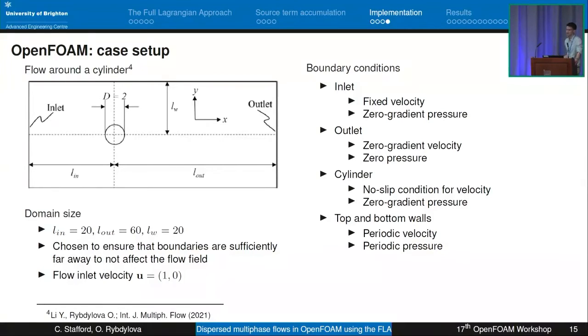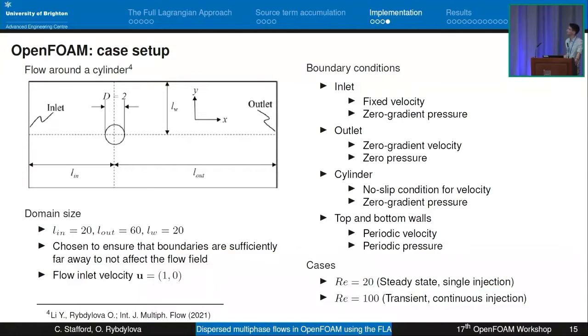So that's the setup. I'll go through some of the cases now for monodisperse and polydisperse droplet flows. Firstly, I'm considering two Reynolds numbers. The lower one, of 20, is a steady state case. In this configuration, we just inject droplets at the start and then track them. A Reynolds number of 100 is transient flow, so we get a vortex streak forming and we have to inject droplets continuously.